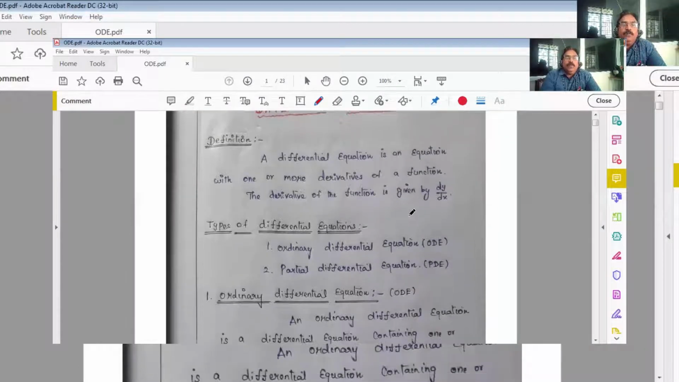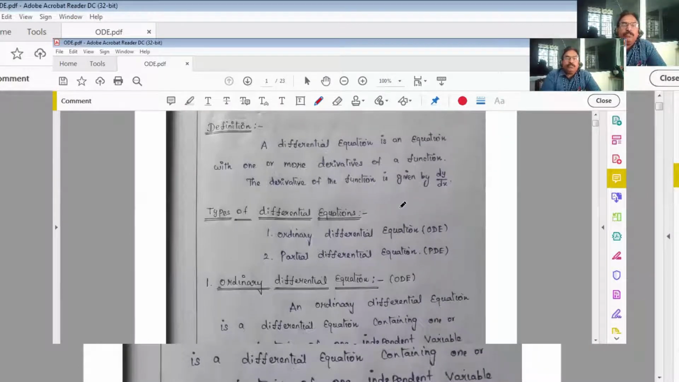What is the definition of a differential equation? A differential equation is an equation with one or more derivatives. What is a derivative? We already saw the derivatives which we dealt with in the first unit. dy by dx, d square y by dx square, and all these things are derivatives. And we say these derivatives occur in an equation. What is an equation? Whenever an equal sign arises, we say it is an equation.